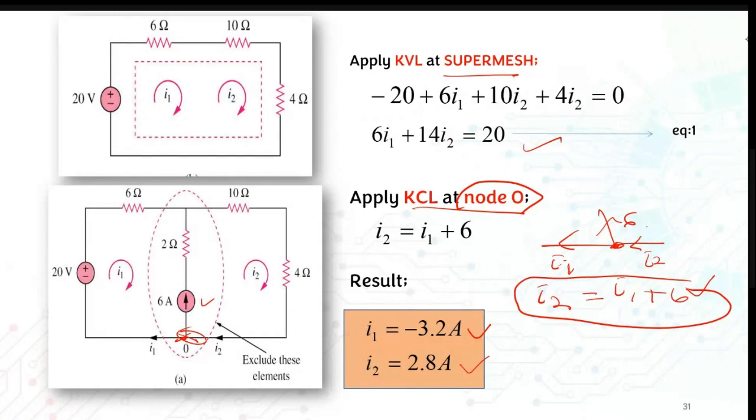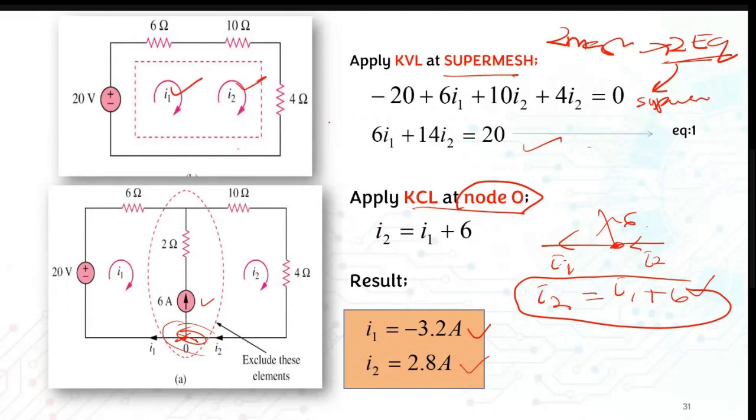What you get from the supermesh is the same as normal mesh analysis, where when you have two meshes, you need two equations. For the supermesh, one equation comes from the supermesh, which is the combination of mesh I1 and mesh I2, and the second equation comes from node 0, where the supermesh happens. So these are the only two equations that you have, which will simplify your analysis.